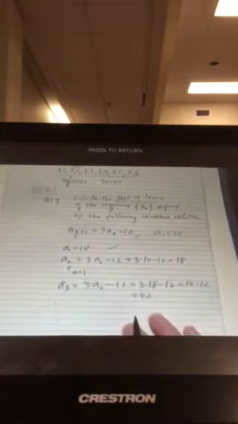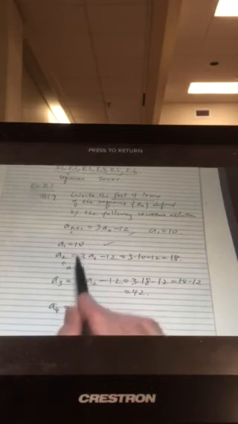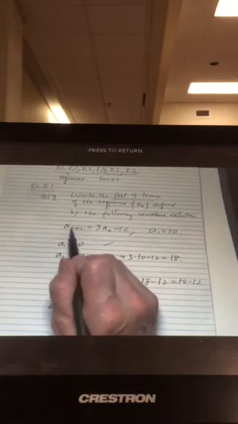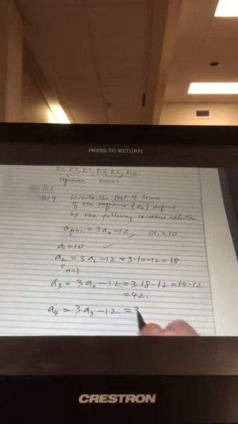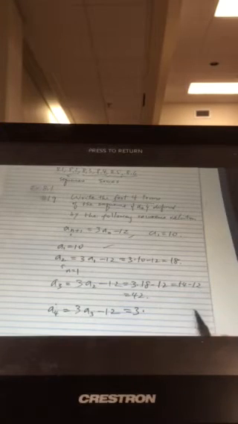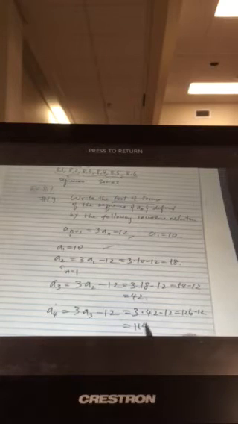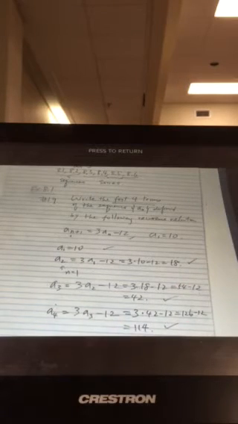Okay, and then a sub 4, because they want 4 terms: 1, 2, 3, 4. The first term we don't have to do anything, but the other three we have to work out. So a sub 4 is when n equals 3. So this equals 3 times a sub 3 minus 12. What is a sub 3? It is 42. So 3 times 42 is 126, minus 12 is 114. So these are the second, third, and fourth terms.